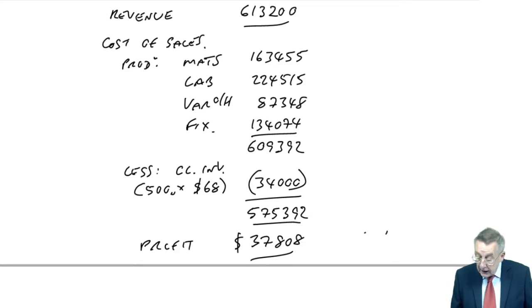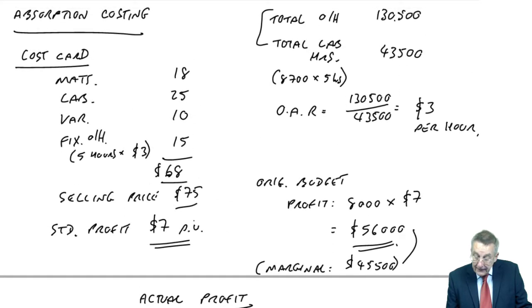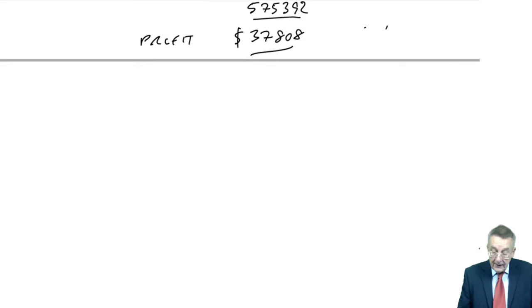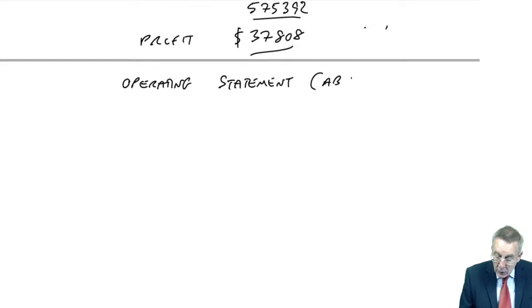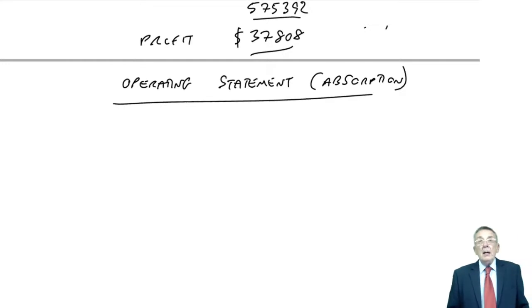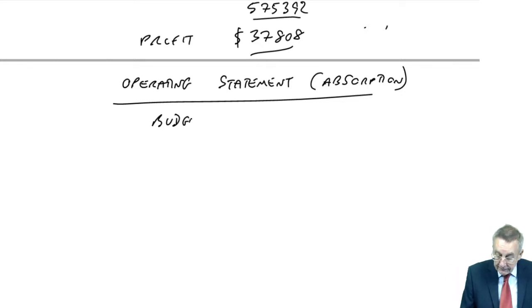Anyway, let's now go straight into our operating statement. We know what our budget profit was. It's 56,000. So operating statement, absorption costing. As always, we start with our budget profit, and this time it's 56,000.